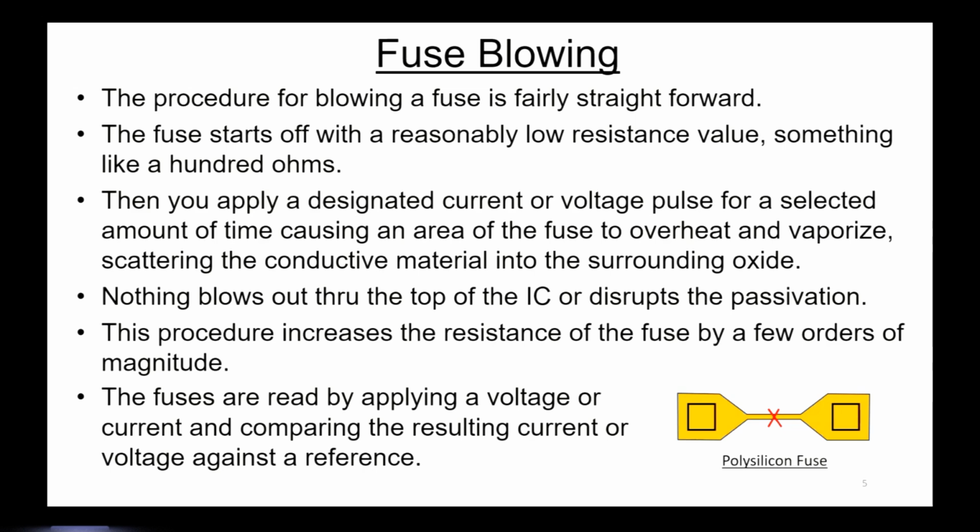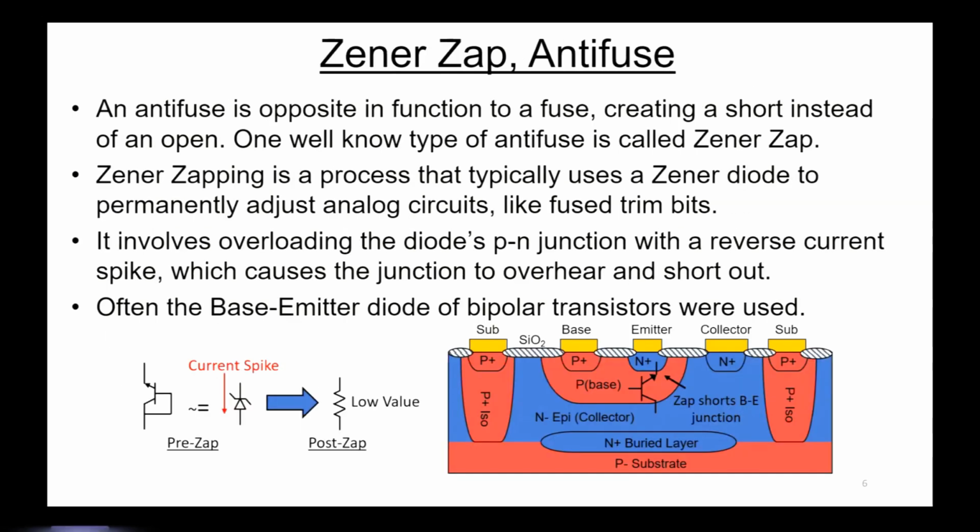So the procedure for blowing the fuses is fairly straightforward. The fuse starts off with a reasonably low resistance value, somewhere like 100 ohms. Then you apply a designated current or voltage pulse for a selected amount of time, causing an area of the fuse to overheat and vaporize, scattering the conductive material into the surrounding oxide. Nothing actually blows out through the top of the IC or disrupts the passivation. This procedure increases the resistance of the fuse by a few magnitudes. The fuses are read by applying a voltage or current and comparing the resulting current or voltage against a reference. Pretty straightforward.